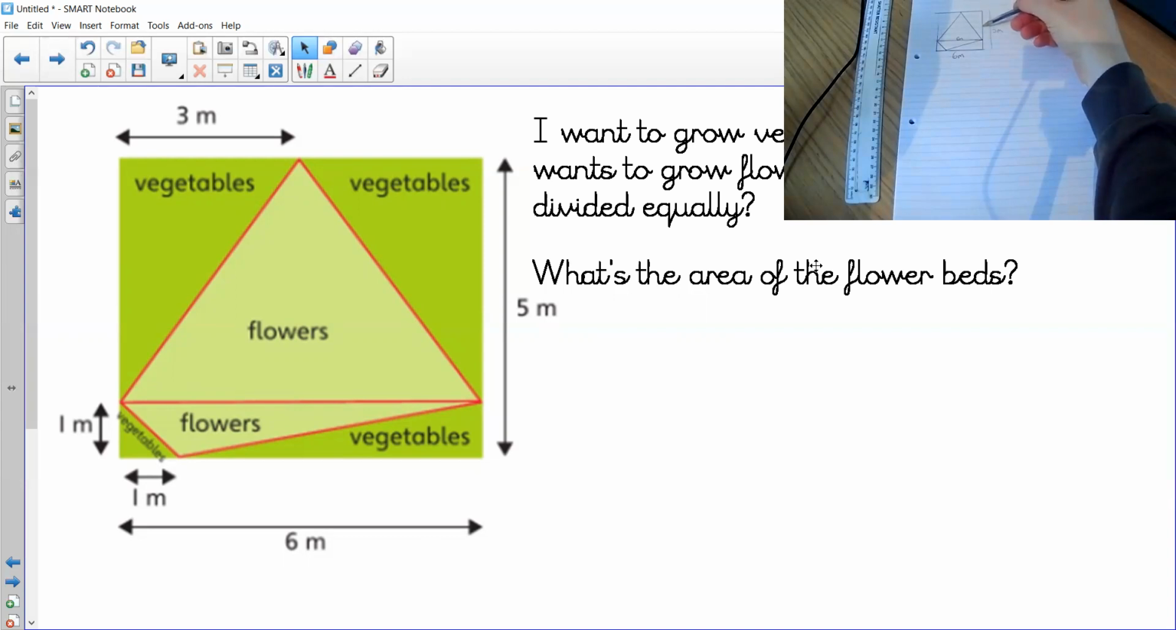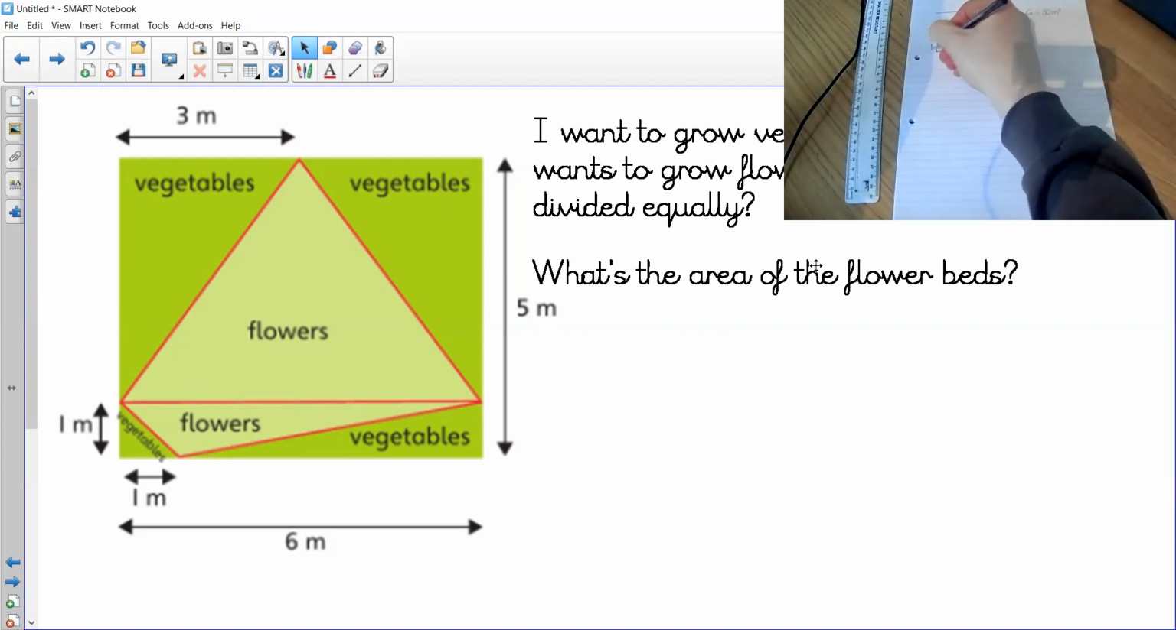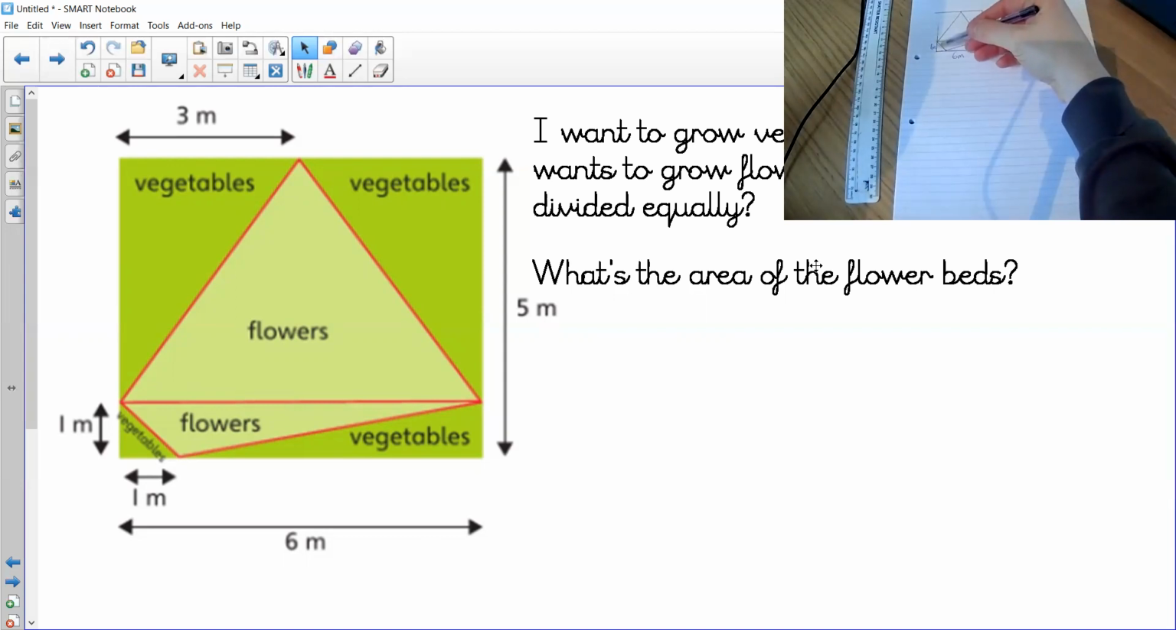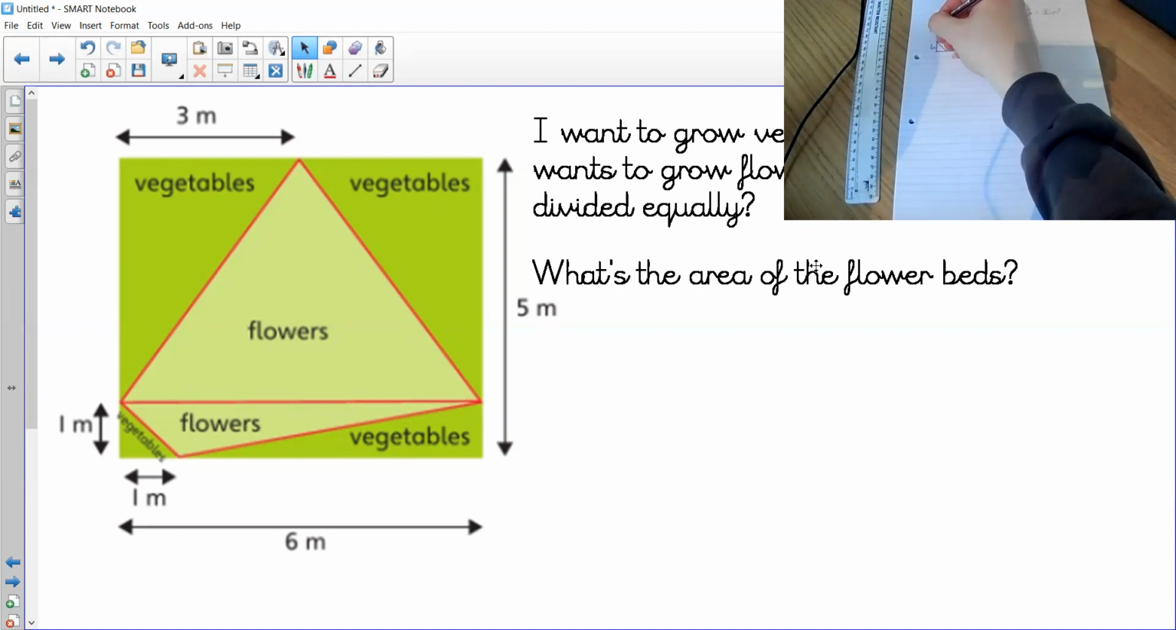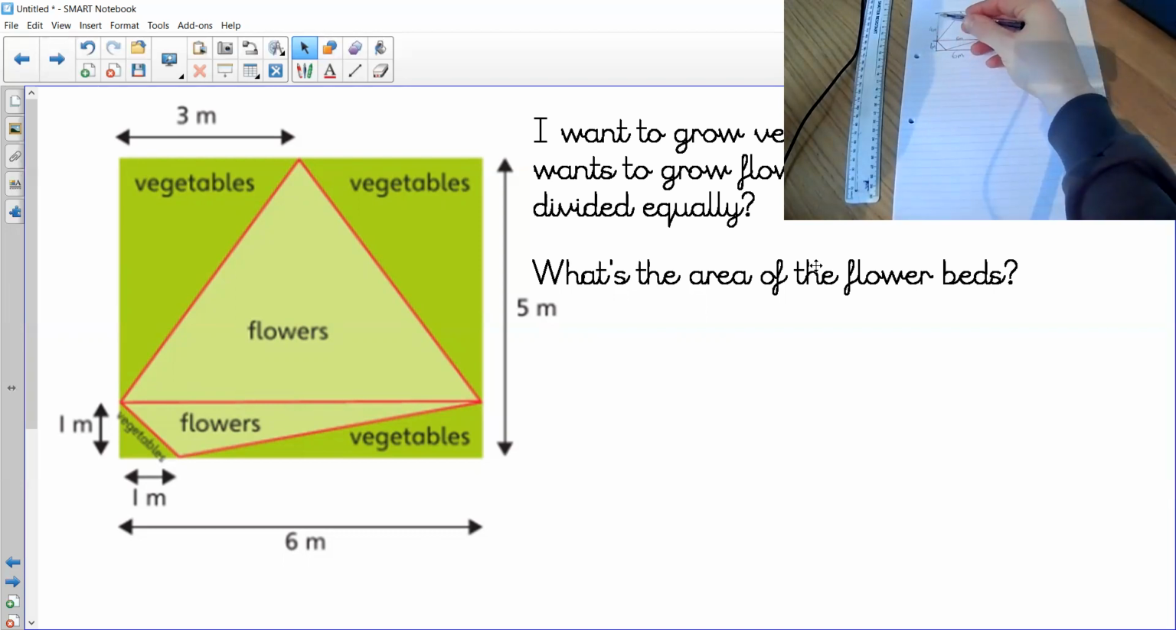The whole thing is 5 meters, but I've also been told over here that this little section of the garden is 1 meter there. So then what will be this remaining bit here? Well, the whole thing's 5, part of it is 1, so the remaining bit is then going to be 4 meters. From that section to that section there, that's going to be 4 meters. But if that's 4 meters, I now know the base, I now know the perpendicular height to that triangle. 4 times 6 is 24.